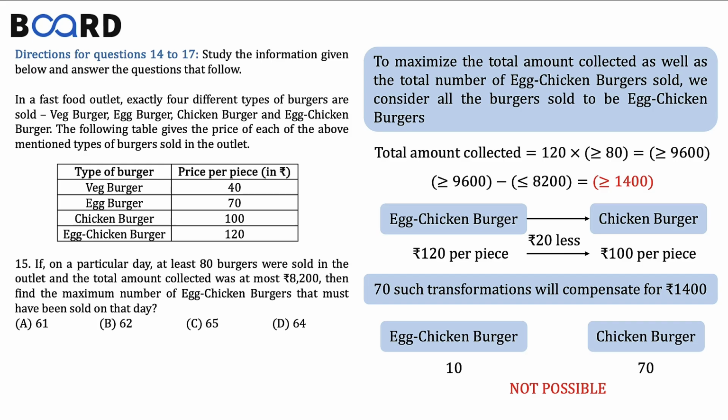What we understood is, out of the 80 burgers sold, I started considering that some of them were chicken burgers, right? Instead, let's think like that. Out of the 80 burgers, maximum are egg chicken burgers, and let's take the remaining value as low as possible. That is, let me consider the remaining ones sold to be veg burgers. That gives me the lowest price, right? Because I have to reduce as less as possible. Maximum of them should be egg chicken burgers.